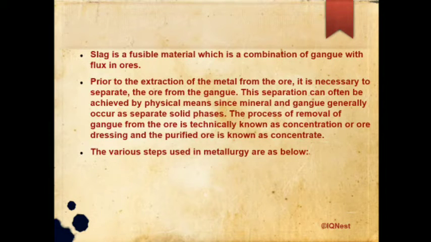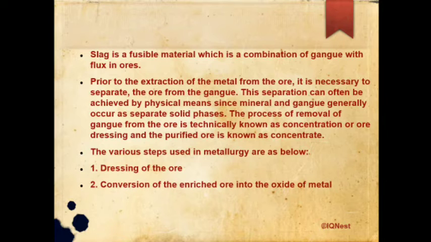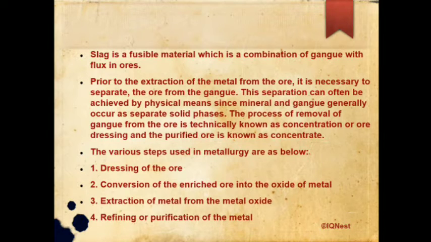The various steps used in metallurgy are as below. There are mainly 4 steps involved in a metallurgy process. The first one is dressing of the ore. The second is conversion of the enriched ore into oxide of the metal. The third one is extraction of the metal from the metal oxide. And the last one is refining or purification of the metal. We'll see each of these metallurgy processes in detail in the coming slides.